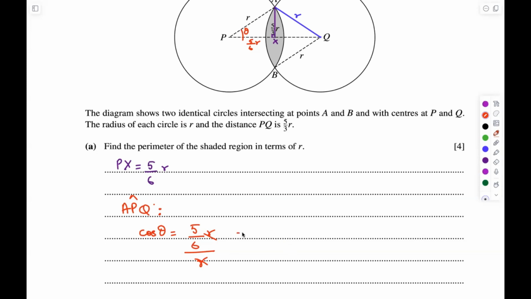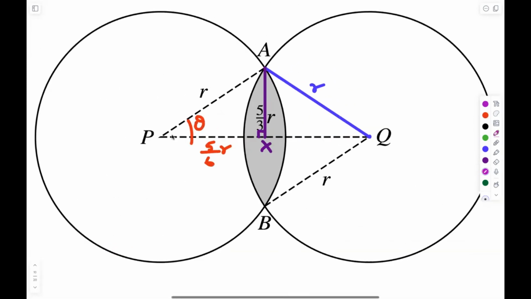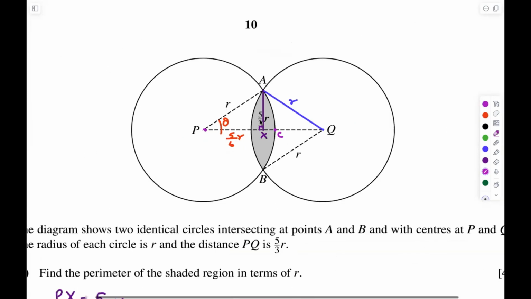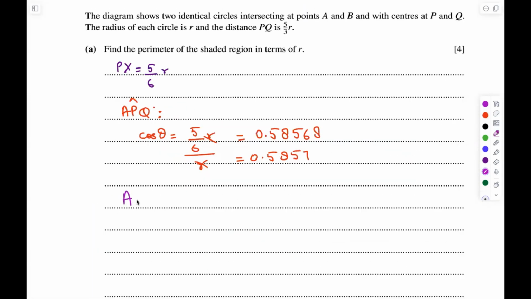So the angle theta is 0.58568. We can round it off to 0.5857. Now, to find the perimeter, we already have this angle. The length from P till this point will be R as well. Let's call this point C. So to find the arc length AC, we can use the formula S equals R theta.